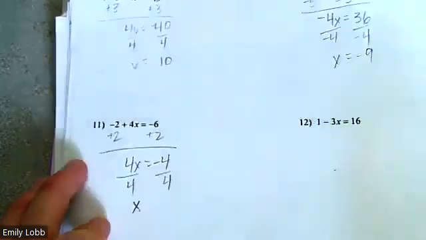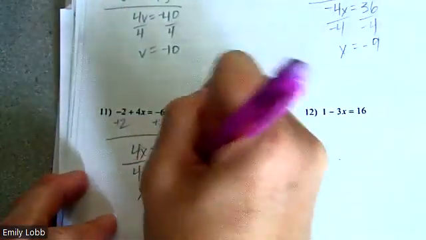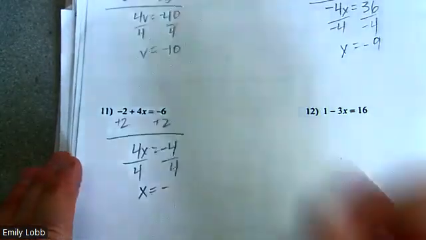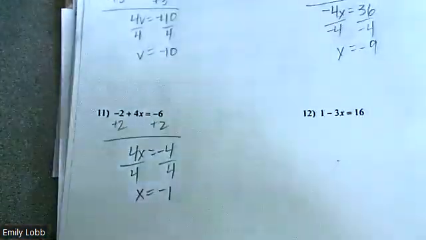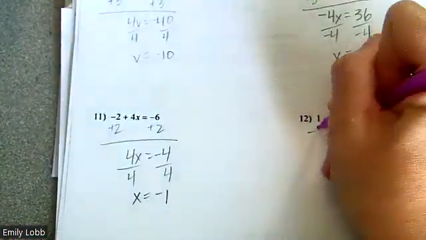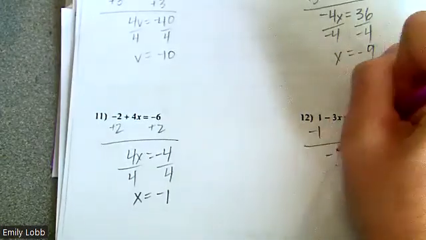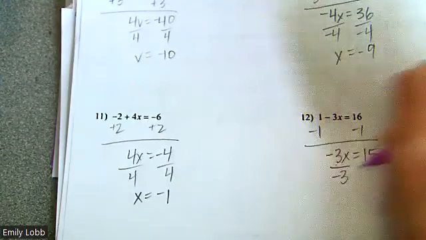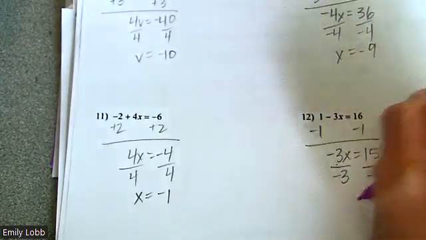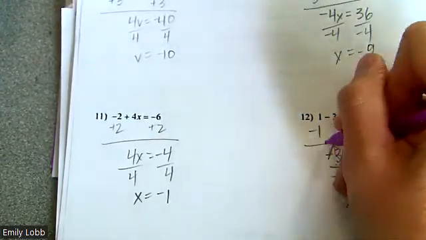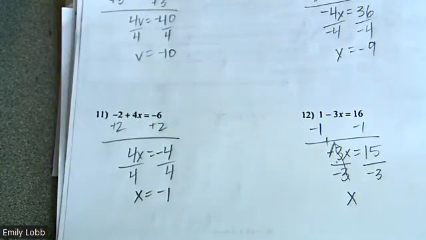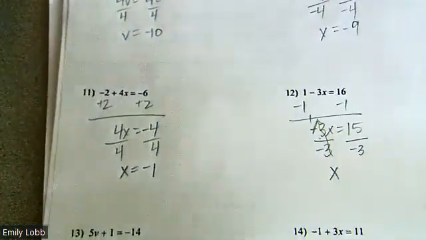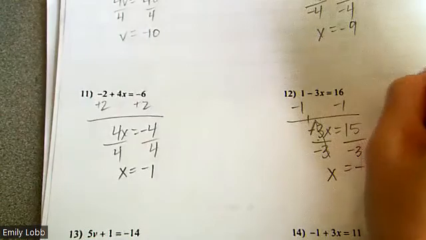So when I have different signs and I'm dividing, my answer is going to be negative. 4 divided by 4 is 1. Subtract 1 from both sides. Negative 3x equals 15. Make sure when you divide by a negative 3, not just by a 3. Because we don't want what negative x equals, we want what x equals. So this is negative 5.